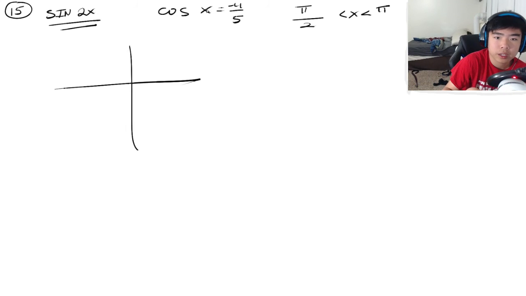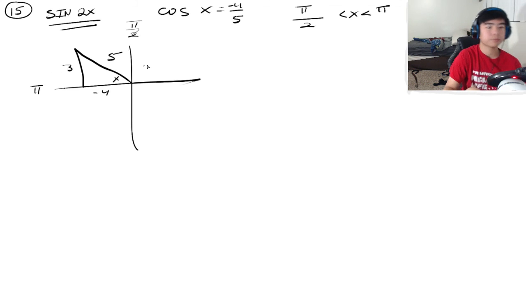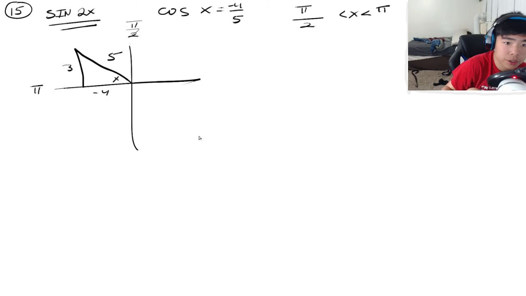And cosine is negative 4 over 5. Pi over 2 is right here, and pi is right here, so it's bigger than pi over 2 but smaller than pi, so the triangle is right here. Cosine is negative 4 over 5, so cosine is adjacent over hypotenuse, so it's a 3, 4, 5 triangle. You already know that for sure.